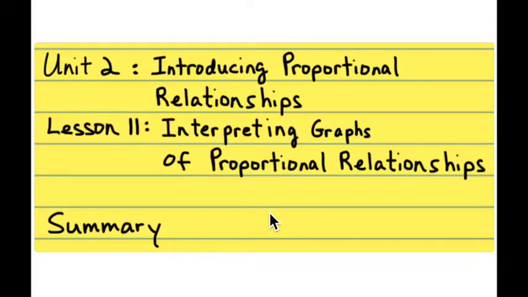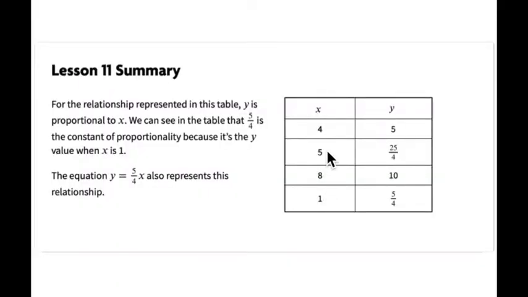This is the summary for Lesson 11, Interpreting Graphs of Proportional Relationships. So you have a table, x values, y values, and we're going to give you some specific examples in a moment, but the general form of this table is the x units are on the left, the y units are on the right, and it has a relationship of, for every unit x, there are 5/4 units y, and that is the constant of proportionality.